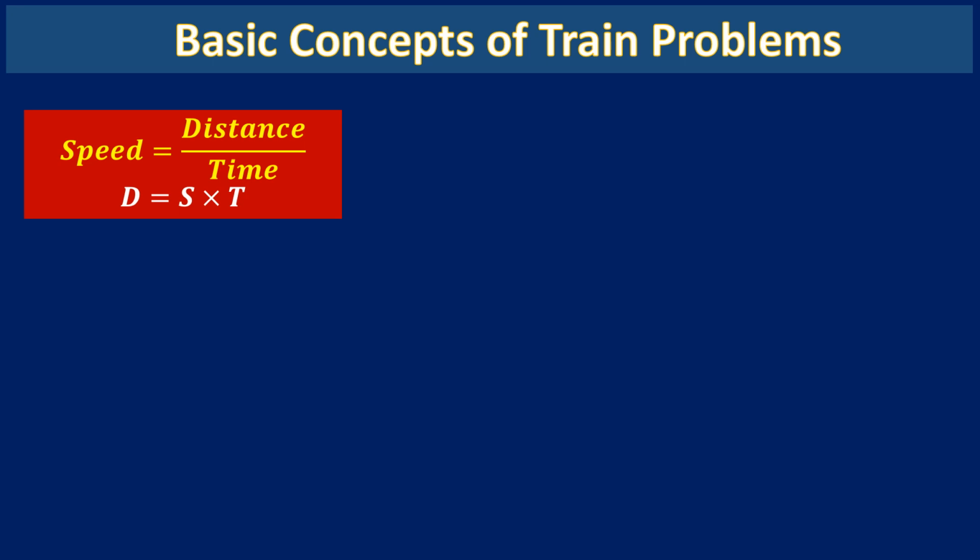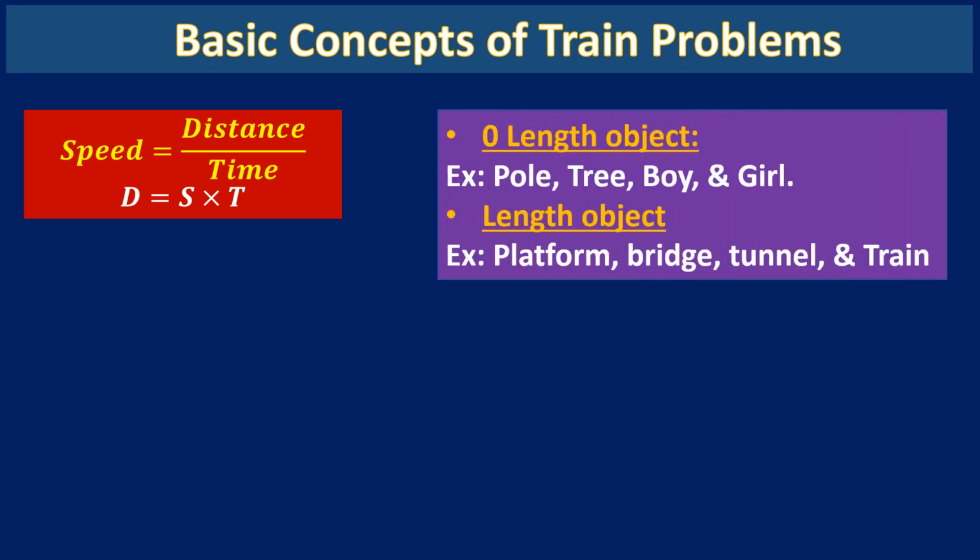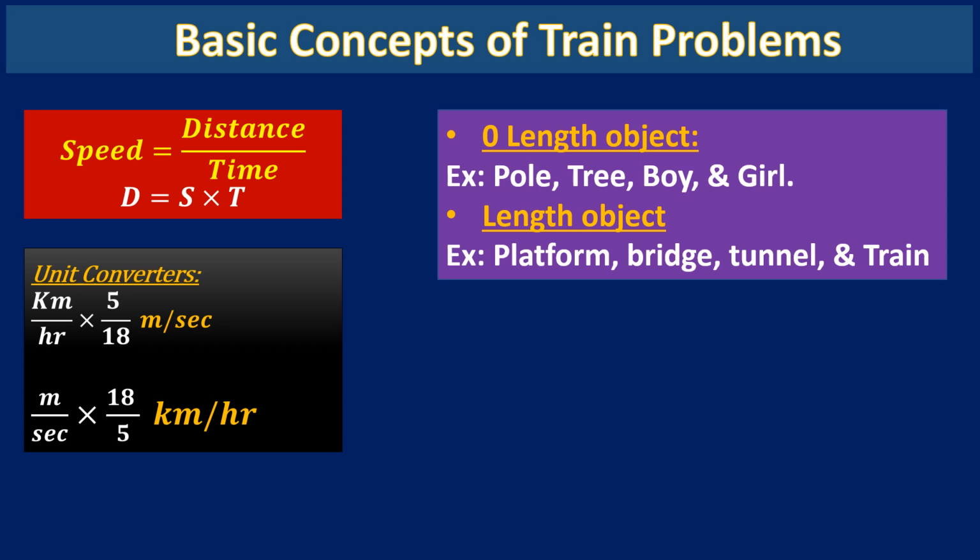Pole, tree, boy, and girl are zero length objects. Platforms, bridges, and tunnels are examples of long objects. Unit converters. To convert kilometers per hour into meters per second, simply multiply by 5/18. The answer we get is the speed in meters per second. To convert meters per second into kilometers per hour, simply multiply by 18/5. The answer we get is the speed in kilometers per hour.